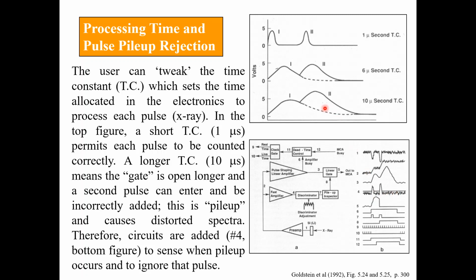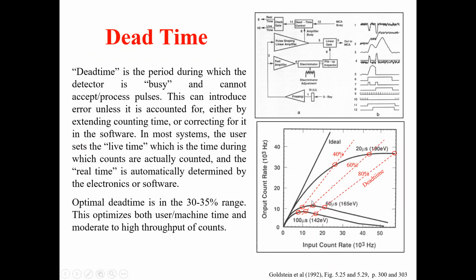So this is added to sense when pileup occurs and to ignore that pulse. So circuit number 4, that is the discriminator, is adjusted here, and its purpose is to sense when pileup occurs and to ignore that pulse.